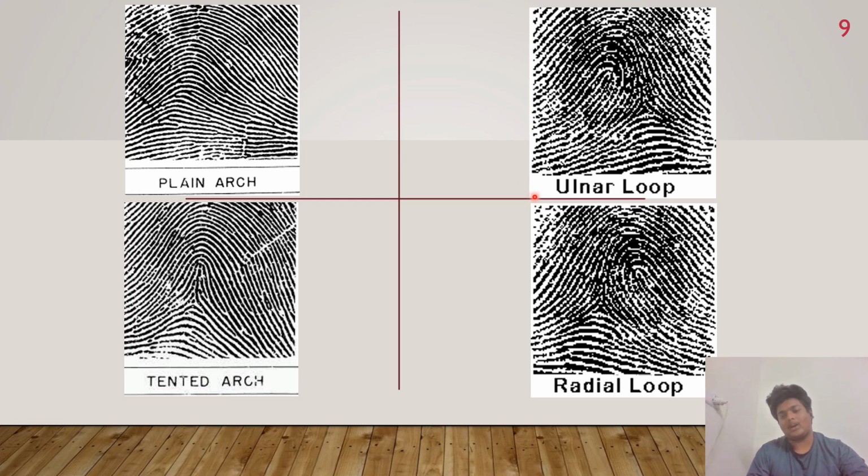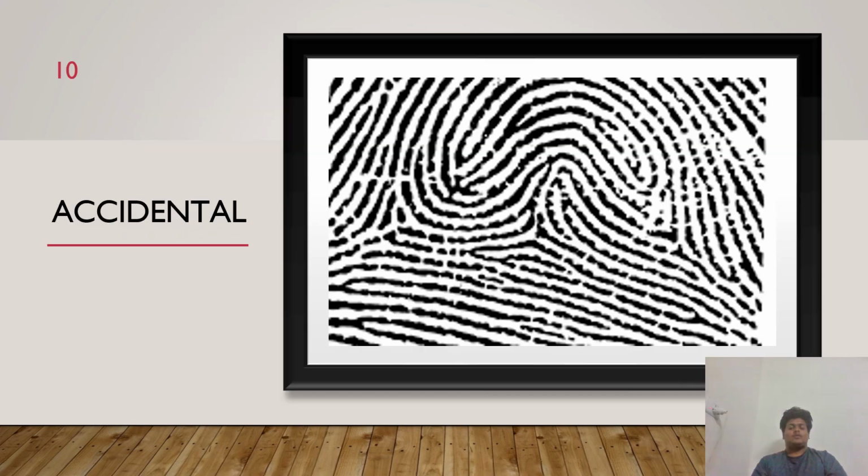And then we have the ulnar loop pattern, in which the direction of the loop is towards the ulnar bone, and in the radial loop, the direction of the loop is towards the radial bone. Then we have accidental type of patterns. The accidental type of patterns are nothing but the patterns with a mixture or combination of one or two patterns in a singular form.